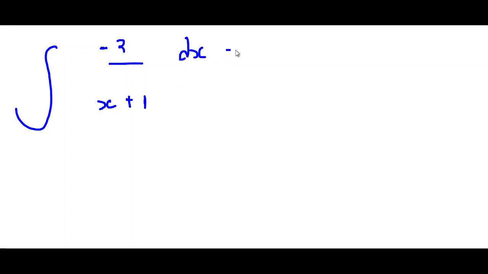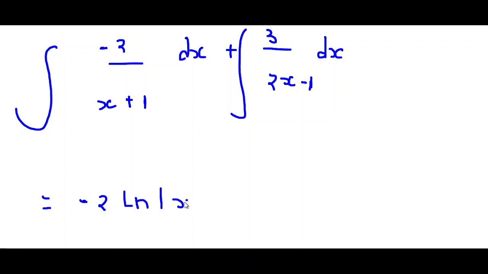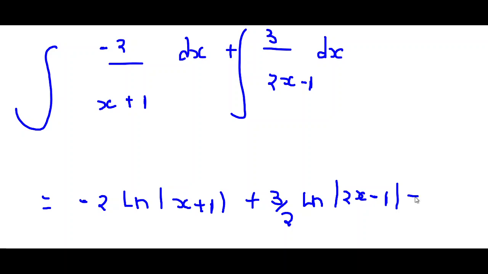So we just rewrite it the way we had. The value of a is negative 2. So we're going to say negative 2 over x plus 1 dx plus 3 over 2x minus 1 dx, with the integral sign, then you integrate it, which will be negative 2 ln x plus 1 plus 3 over 2 ln 2x minus 1 plus c. And that's the solution to that question.